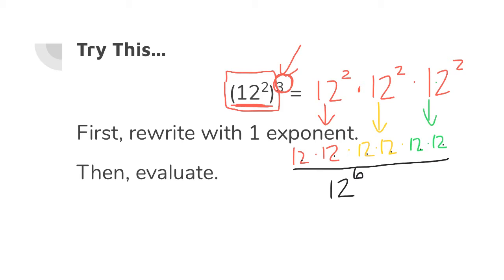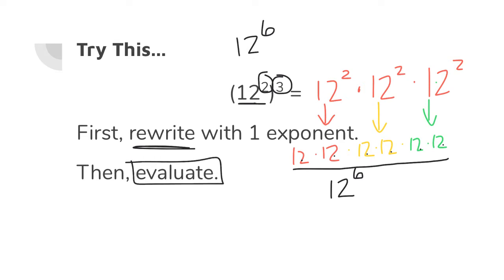Now, if I had used the rule, let me erase this, I would have had keep the base, 12, and multiply your exponents. 2 times 3 is 6. But all I did was rewrite it. I did not evaluate it.